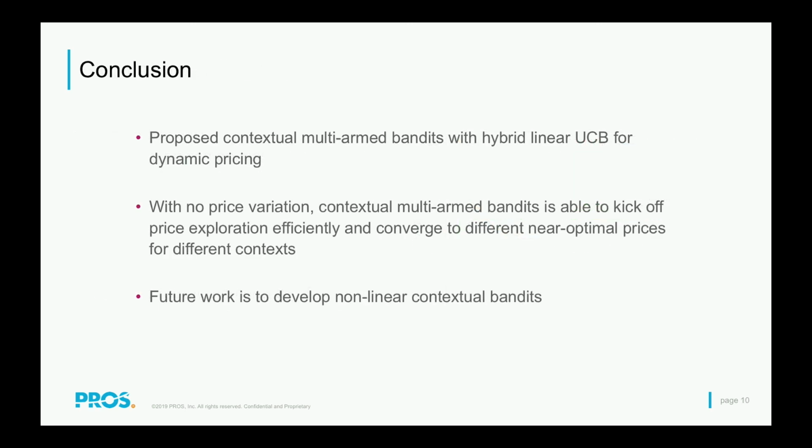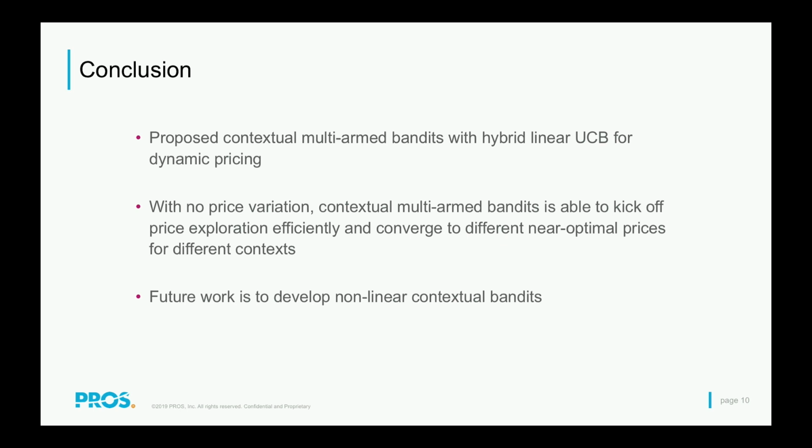Okay, so here's the conclusion of this talk. We propose the contextual multi-arm bandits with hybrid linear UCB. This is specifically designed for the scenarios when there's no price variation, and is able to kick off the price exploration efficiently and converge to different optimal prices for different segments.